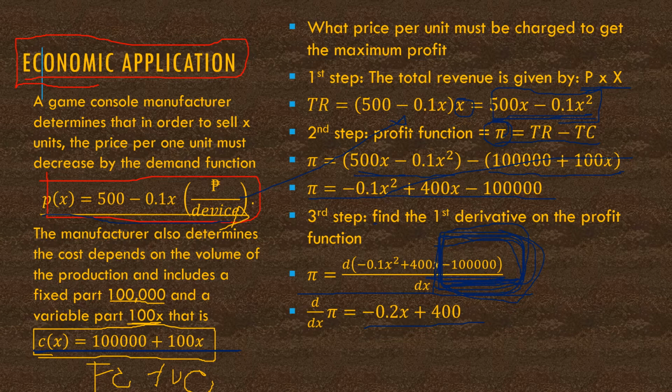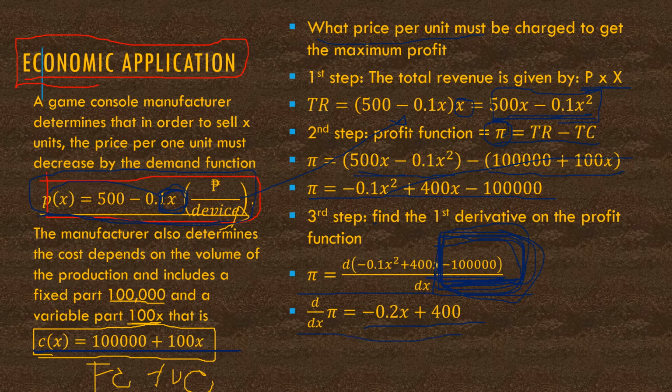Okay, so with this one, we have the first derivative. Once you find the first derivative, what are you going to do next? Syempre, yung tanong kasi is what price per unit. Now, what price per unit? We have already the price function here. Ang dapat hanapin natin is the quantity, right? So that we could substitute the quantity here or the x here to find the price.